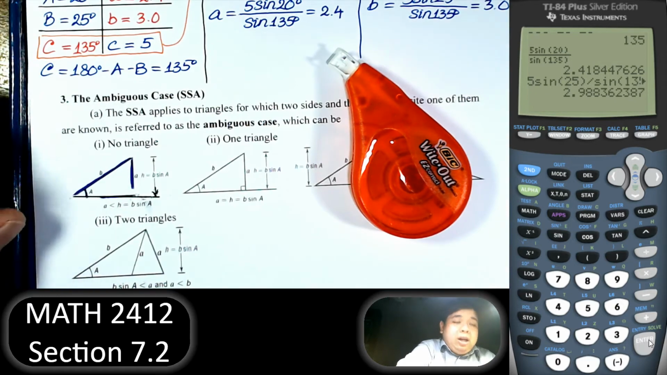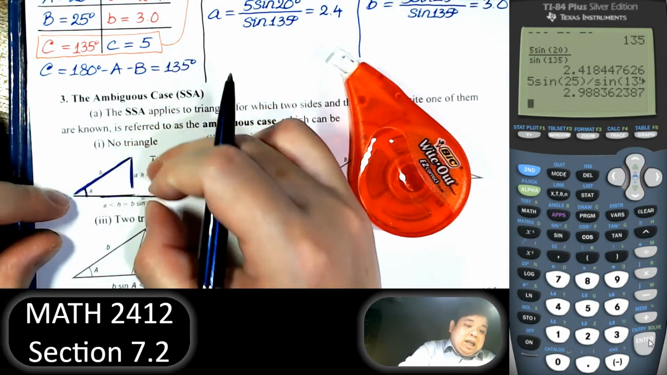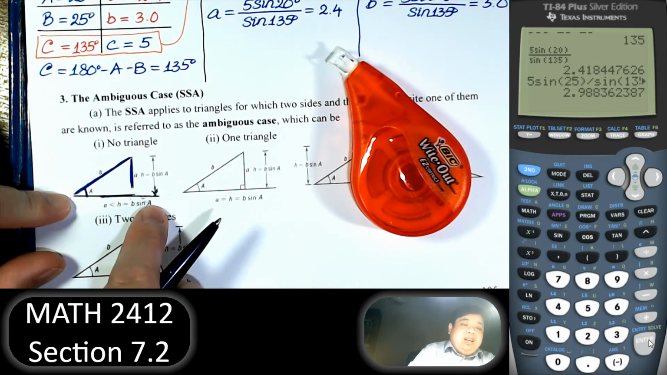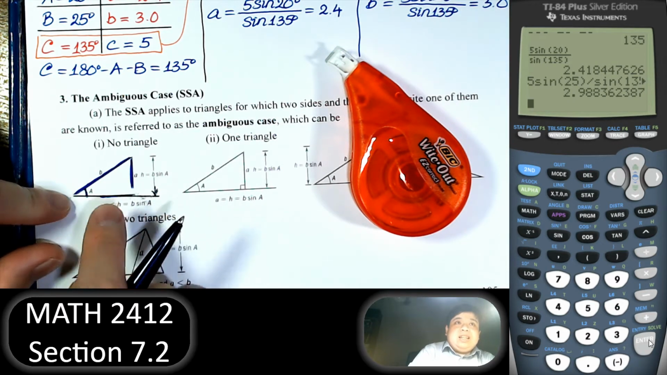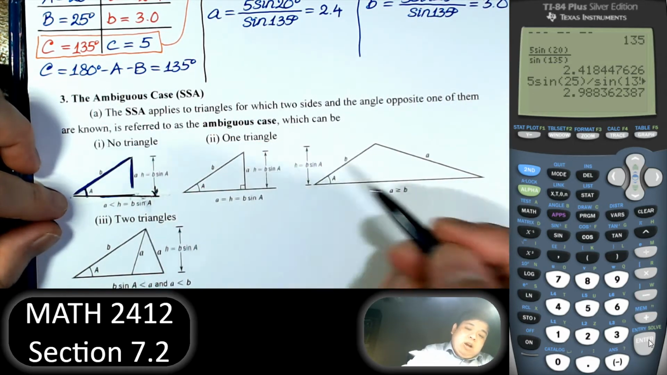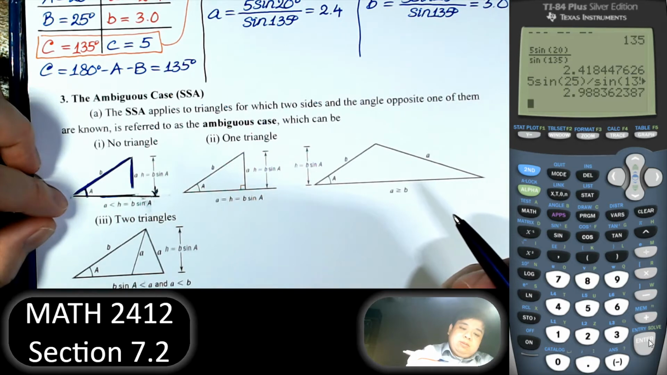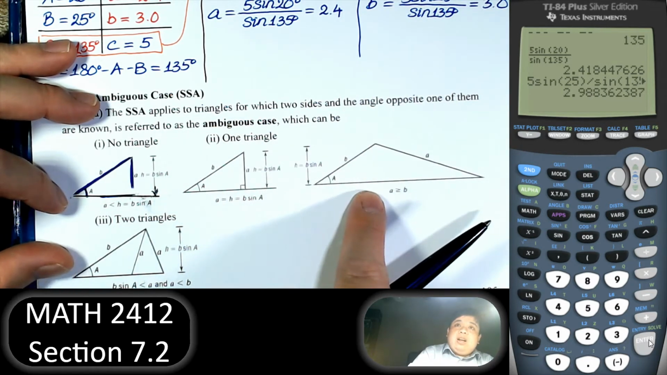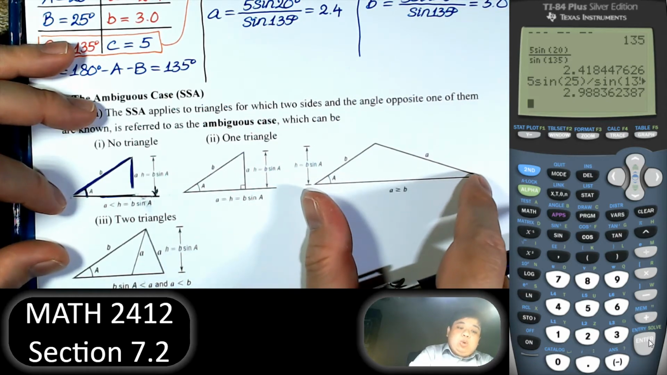Right. The problem here is this side is too short. It will not be enough to touch this side to form a triangle. In this case, that could be no solution. Now, if it is just long enough, it will have one solution. Or if it is too long, it will touch on the outside, and it has one solution.